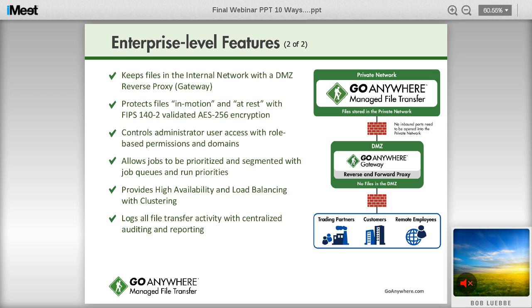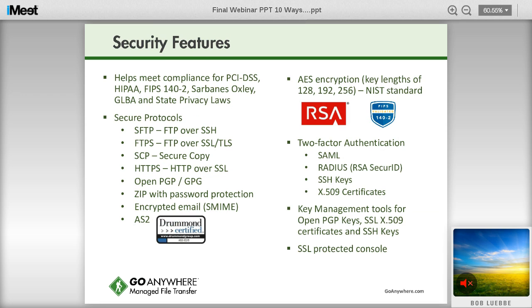GoAnywhere also has high availability, so you can set up a clustered environment with 2 or more systems. If one of those systems was to fail, the other systems could continue to process jobs. So it's automatic failover to other systems in the clustered environment. Also lets you load balance your transfers over multiple systems, which is very important, especially if you have thousands of transfers going on throughout the day.